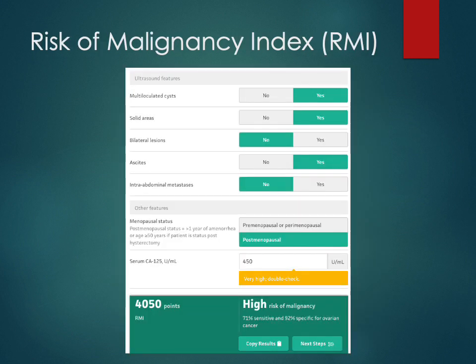A cheaper way to approach it is something called a risk of malignancy index. I used this one in my practice when I was a generalist. This is something that's really used a lot in the UK, but it takes ultrasound findings such as multiloculated cysts, solid areas, whether or not the lesion's bilateral, whether or not there's ascites or any other intra-abdominal metastasis, and then their menopausal status, and then pairs that with a CA125 and gives you a risk score to give you a percentage risk of malignancy.